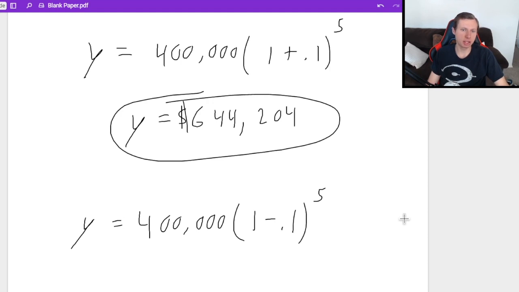And there you go. That's everything you need to know for exponential functions, at least as a basic introduction.